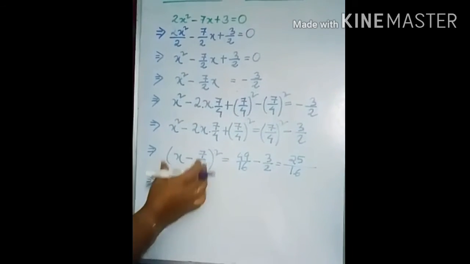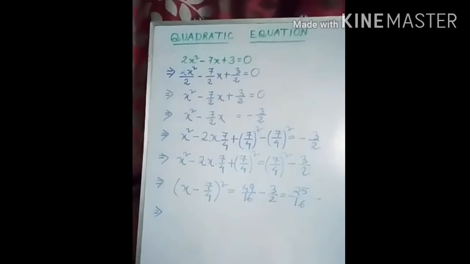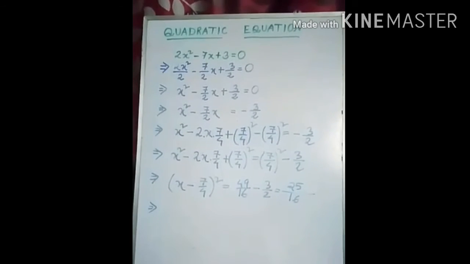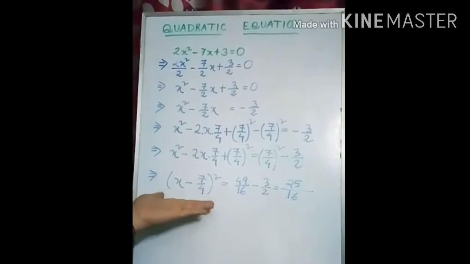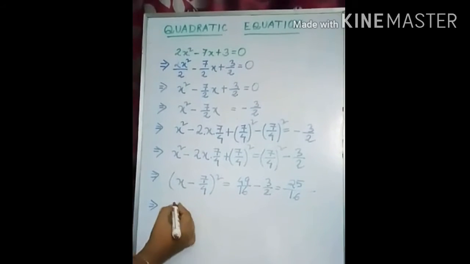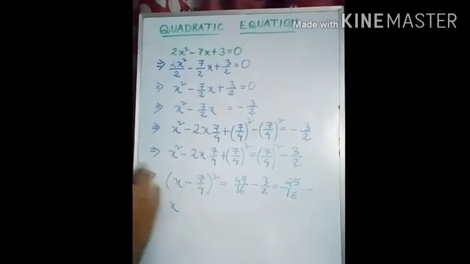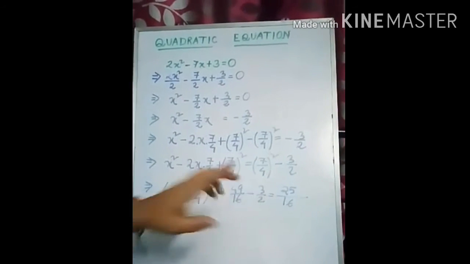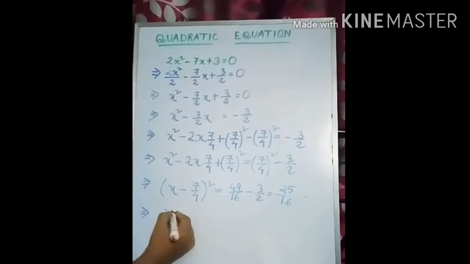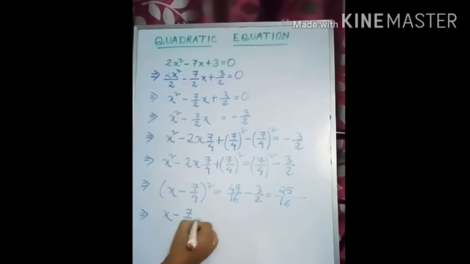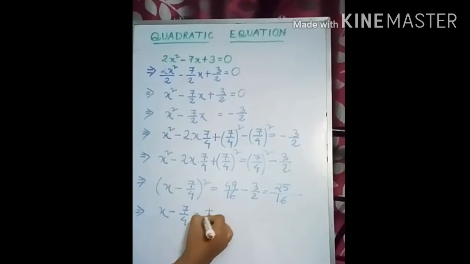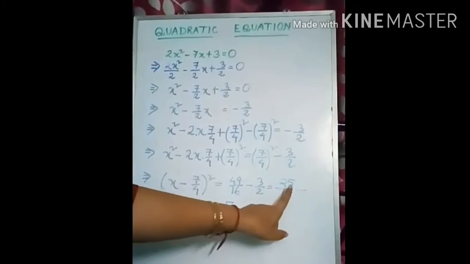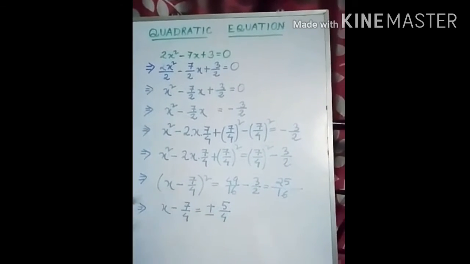Now I want to remove this square, because our question is to find the roots, meaning find the value of x, not only keep it in whole square form. After that, if I want to get x only, first of all I have to take the square root of both sides, meaning I want to remove this square. So x minus 7 by 4 is equal to plus minus 5 by 4, because square root of 25 is 5 and of 16 is 4.